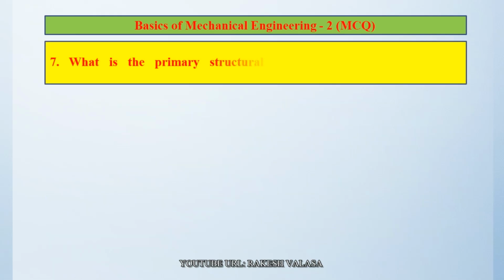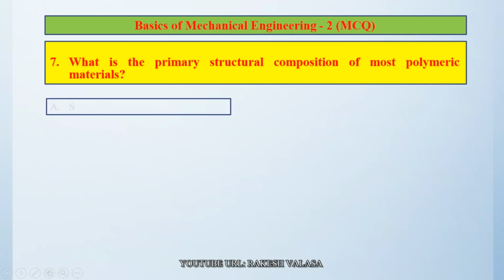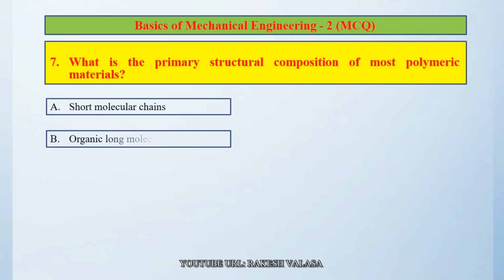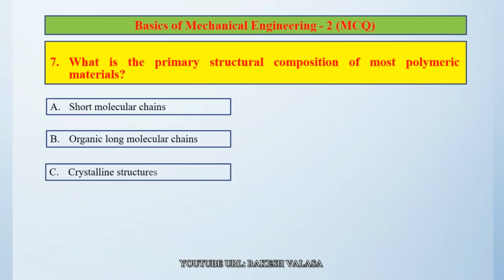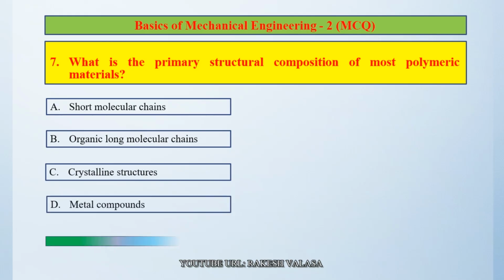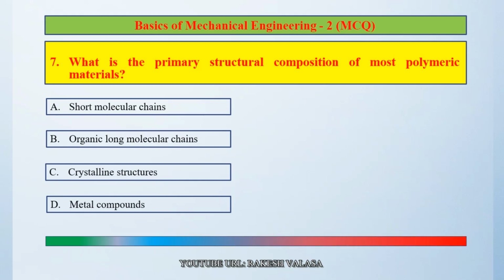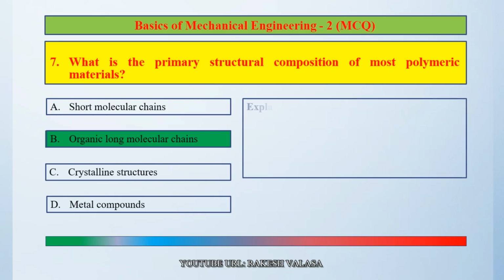Question number 7. What is the primary structural composition of most polymeric materials? Option A, short molecular chains. Option B, organic long molecular chains. Option C, crystalline structures. Option D, metal compounds. The correct answer is option B, organic long molecular chains. Let us see the explanation.